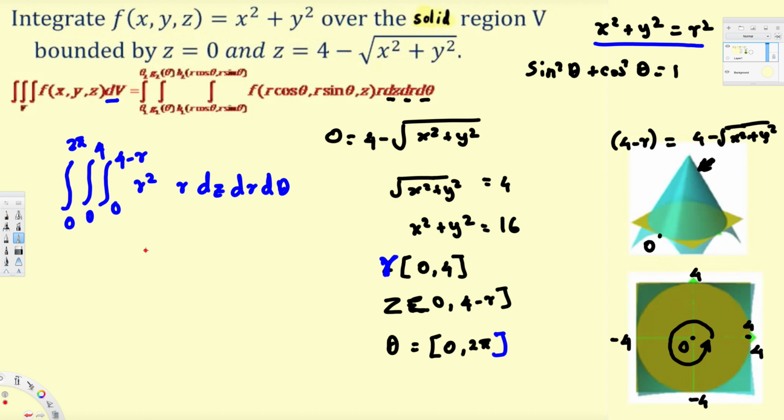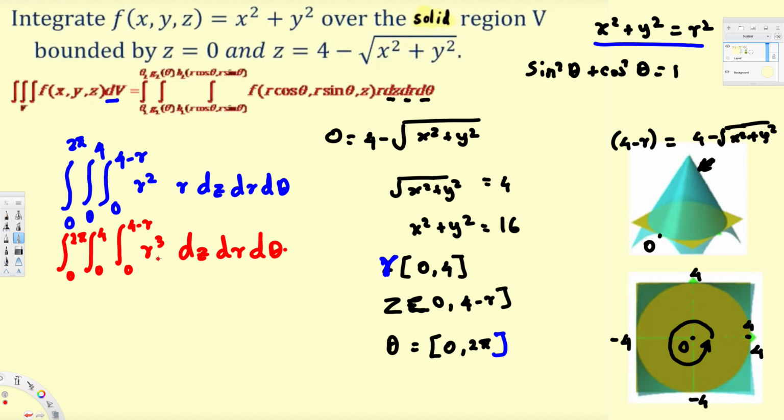r squared times r is going to give us r cubed, and here we are going to have dz dr d theta, and here we have z from 0 to 4 minus r, here r from 0 to 4, and after that theta from 0 to 2 pi.